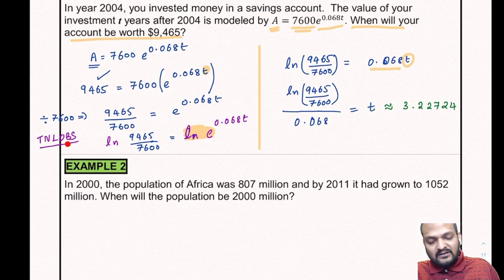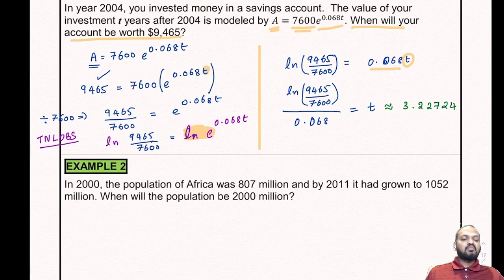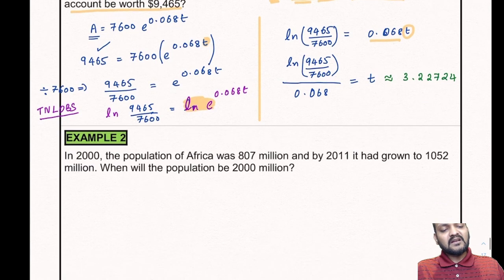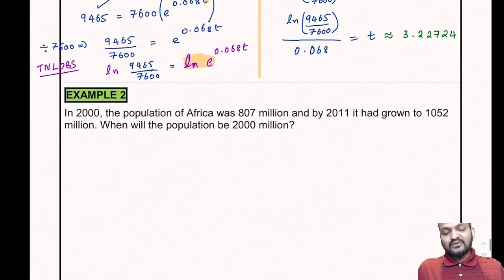To do that, I took natural logarithms on both sides. When I did that, the left-hand side simply becomes the exponent, 0.068t, and the right-hand side has a logarithmic expression. Using the calculator, we can figure that out. Then to find t, I'm dividing by 0.068. When I do that, my answer happens to be 3.22724. Approximately in years, that will be 3 years and close to 3 months.